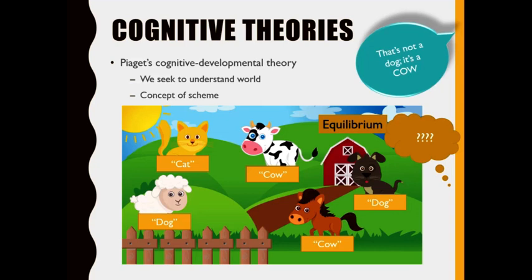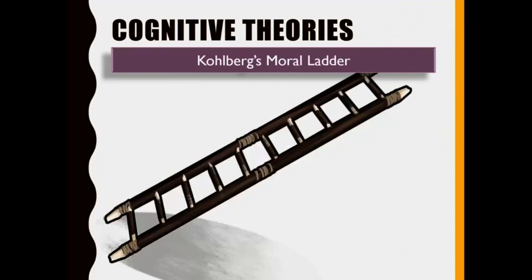Children do it all the time because their schema is not well developed enough to accurately represent all the different creatures that exist in the world yet. So slowly but surely, going through this period of equilibrium, disequilibrium, equilibrium, disequilibrium, they ultimately can represent the world accurately. So that's the premise of Piaget's theory. Like I said, we're going to go through the different stages of Piaget's theory as is appropriate throughout the quarter. So we'll come back to him.